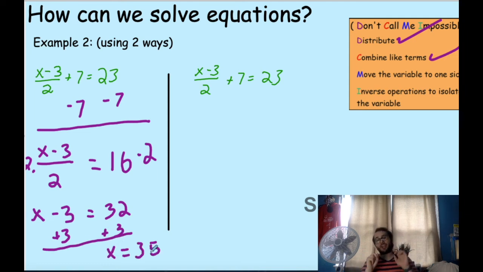Boom. I encourage you, try to do this. Try to check your work. Substitute in 35, see if you get the same answer. Okay. Now I'm going to show you a different way.